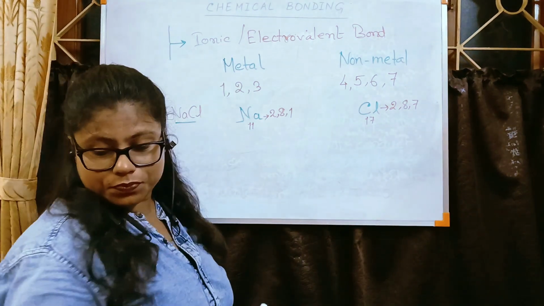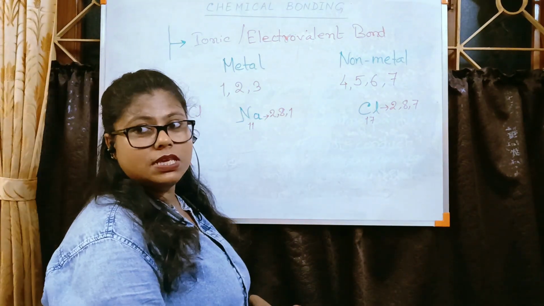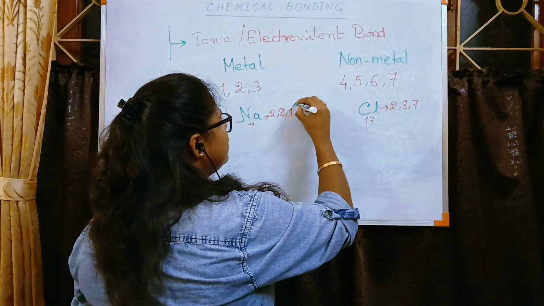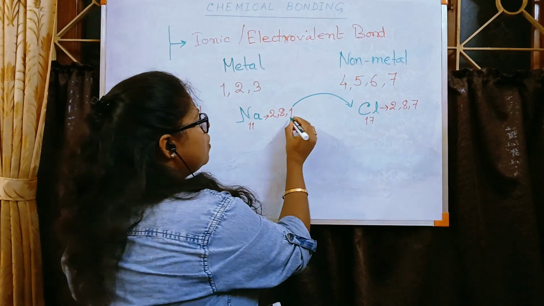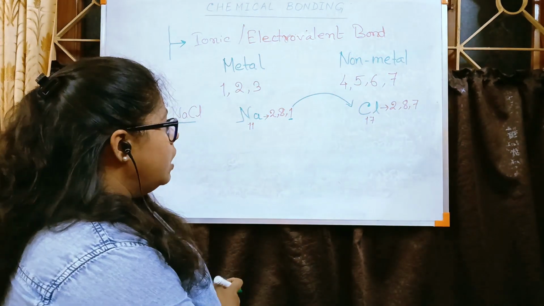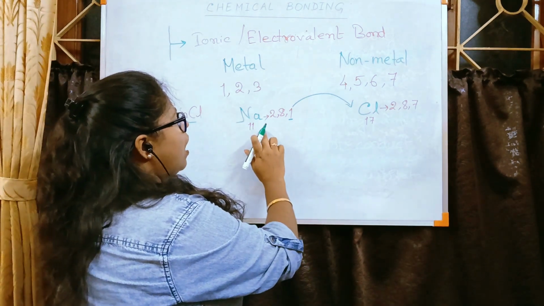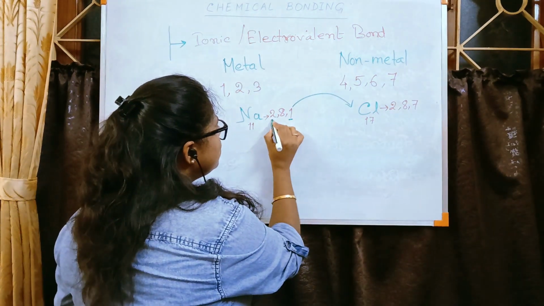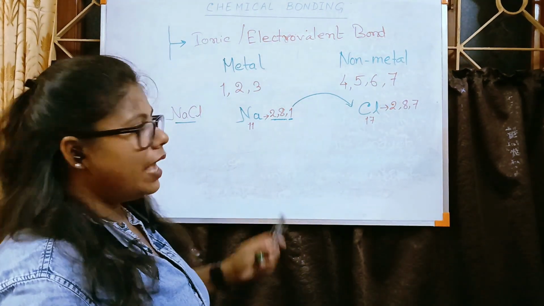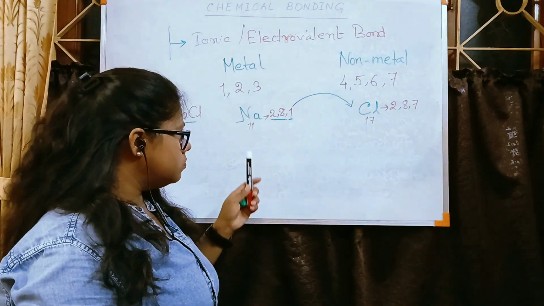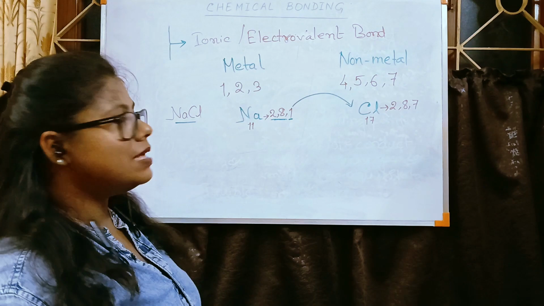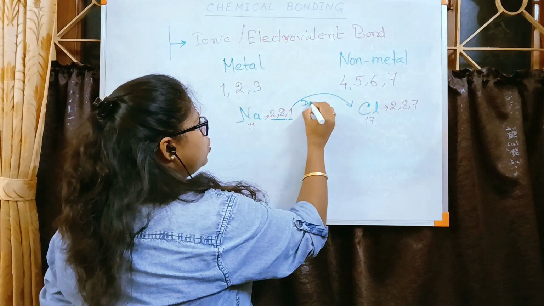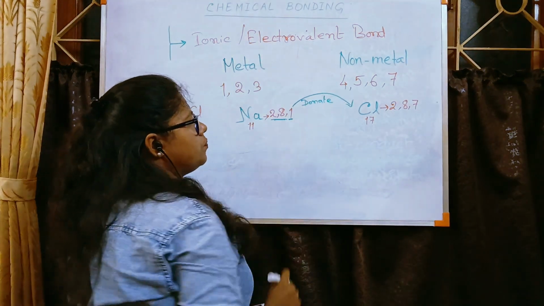Now just see, if by any way this sodium atom can lose this one electron, then it will have its octet stage. It will attain the configuration of its nearest noble gas, that is neon. So it is ready to donate this one electron.